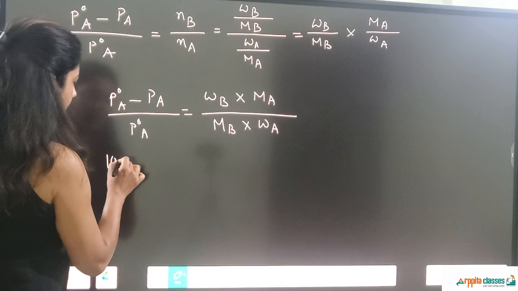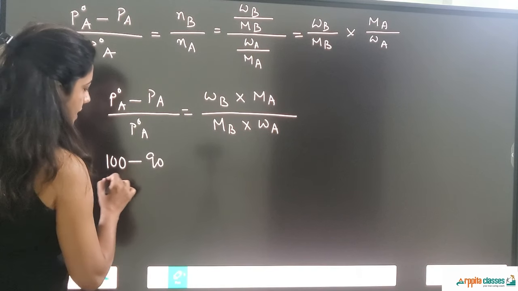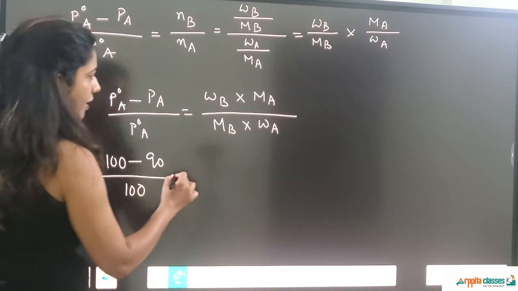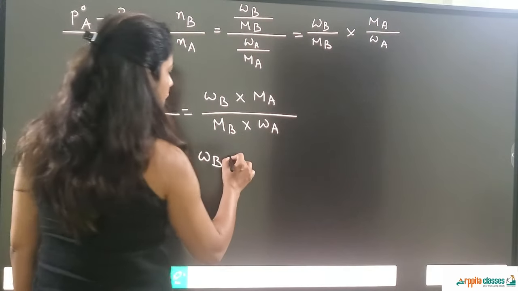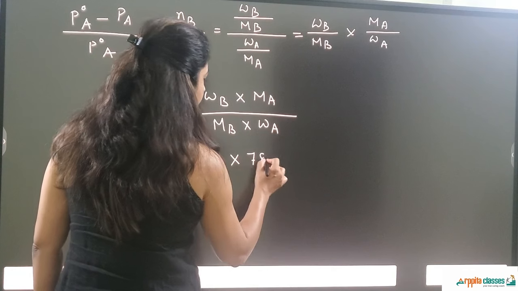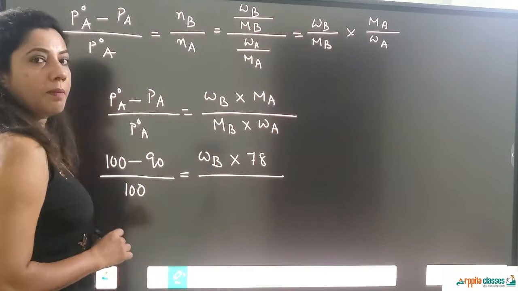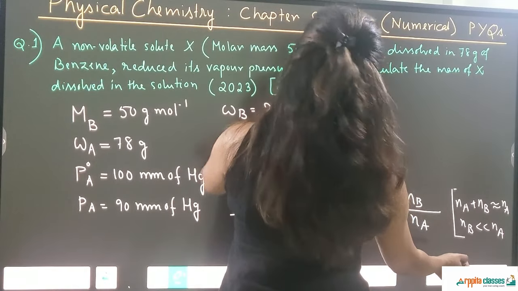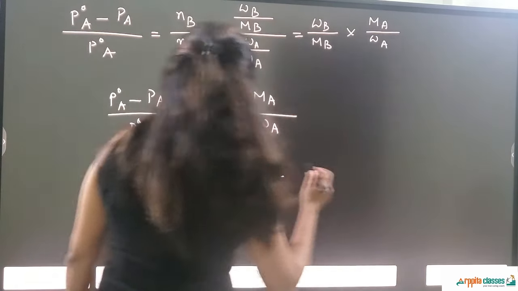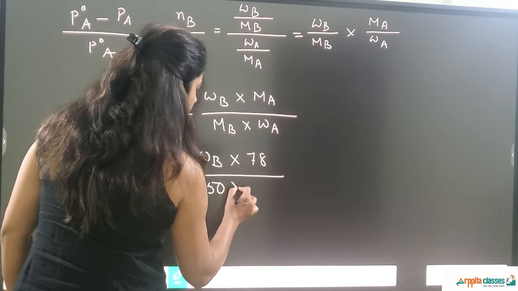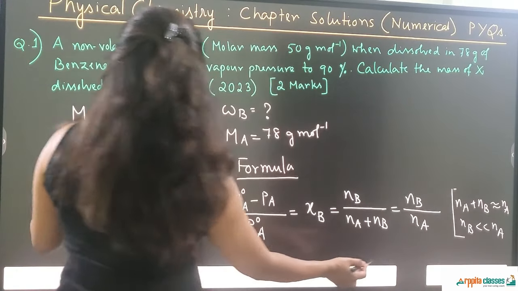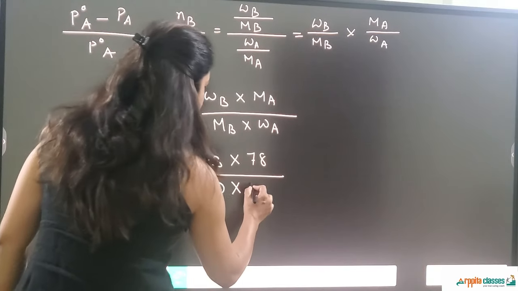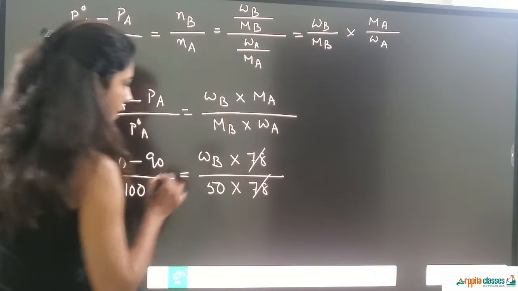P naught A we have taken as 100, minus PA is 90, divided by P naught A, again 100, is equal to WB, which we have to find out. We have to find out the weight of the solute, into molecular mass of benzene, that is 78, divided by molecular mass of the solute, which is given to us, I guess, 50 gram per mole. We'll put 50 over here, into WA, which is your weight of benzene, which is again given to us. WA is 78, so I'll put 78 over here. So now 78 and 78 will get cancelled.